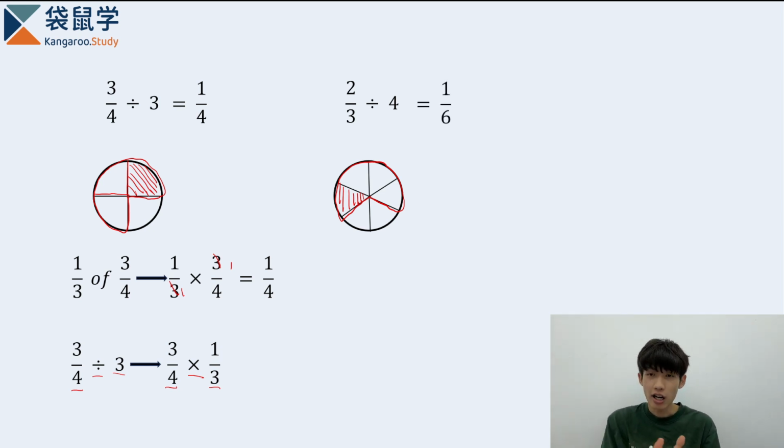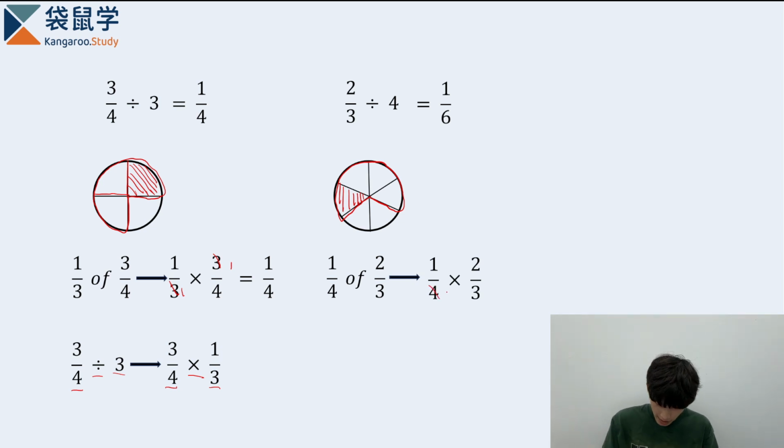And we can also understand this in another way: the shaded part is 1 out of 4 parts of the 2 over 3 pie. So 1 over 4 of the 2 over 3. And for a fraction of a fraction we use times. So 1 over 4 times 2 over 3. And simplify, we get 1 over 6, the same answer.